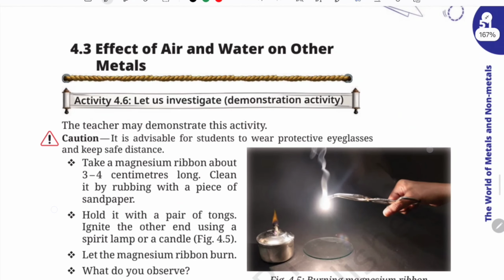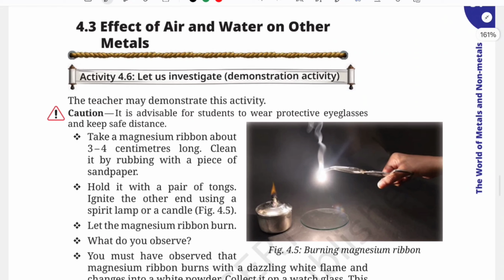So next let us see about other metals. That was about iron and other metals. So what do we learn? What have you learned until now? You have learned about rust, the process of rusting, corrosion and galvanization, yes or no? So now, the effect of air and water on other metals. Now we will see the effect of air and water on other metals.